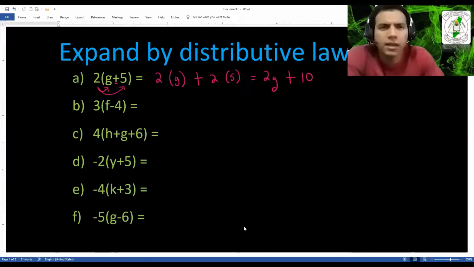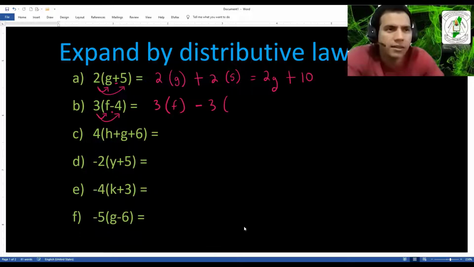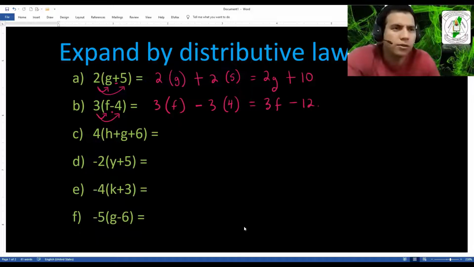In our second example, we have 3 multiplying F and 3 multiplying -4. You need to be careful with that. So 3 times F minus, because minus is in the middle here, please note that. Then 3 will multiply the next term inside, which is 4. So simplifying, that gives us 3F minus 3 times 4 is 12. So 3F minus 12 will be the result in this case.